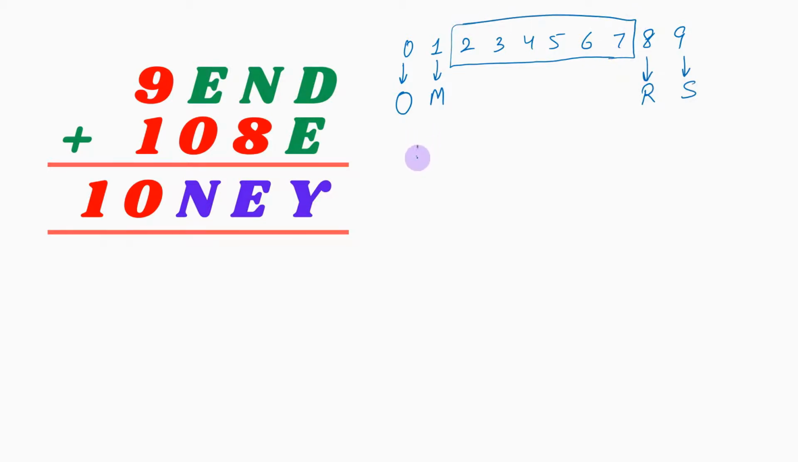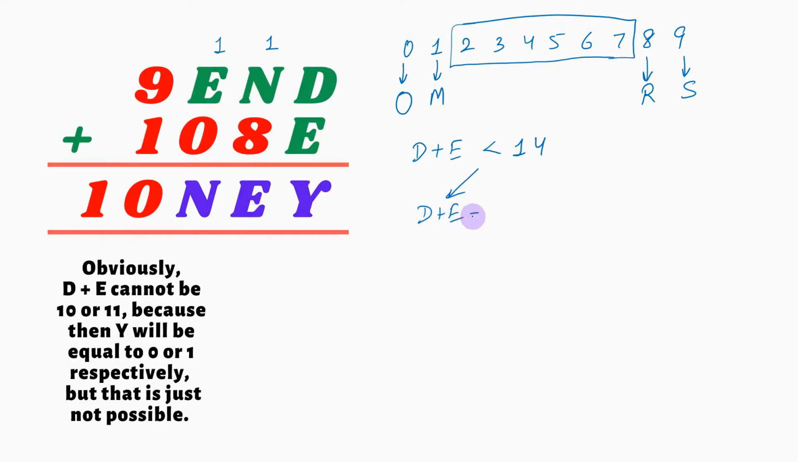And hence, now we observe that D plus E has to be less than 14. And a little while earlier, we observed that there will be a 1 carried over from the addition of D and E, and also there will be a 1 that will be carried over from the addition of 1 plus N plus 8. Okay. And hence, D plus E has to be less than 14. Now we have two possible cases. The first case, either D plus E is equal to 13 or D plus E is equal to 12.